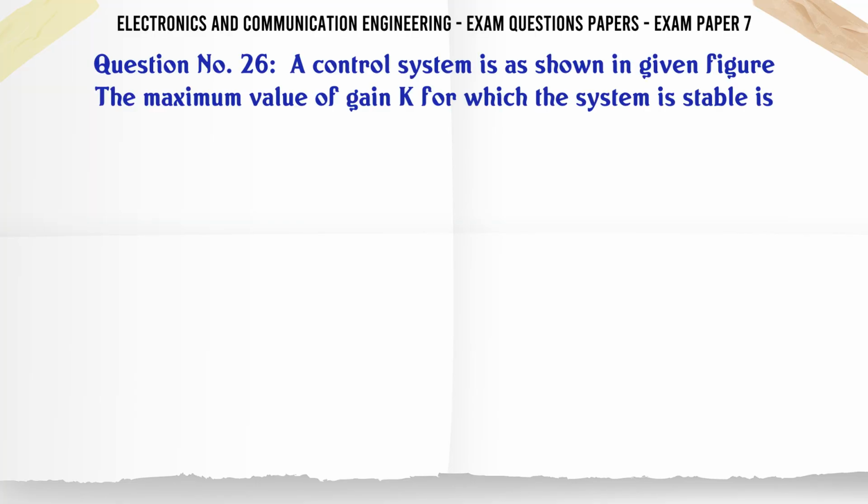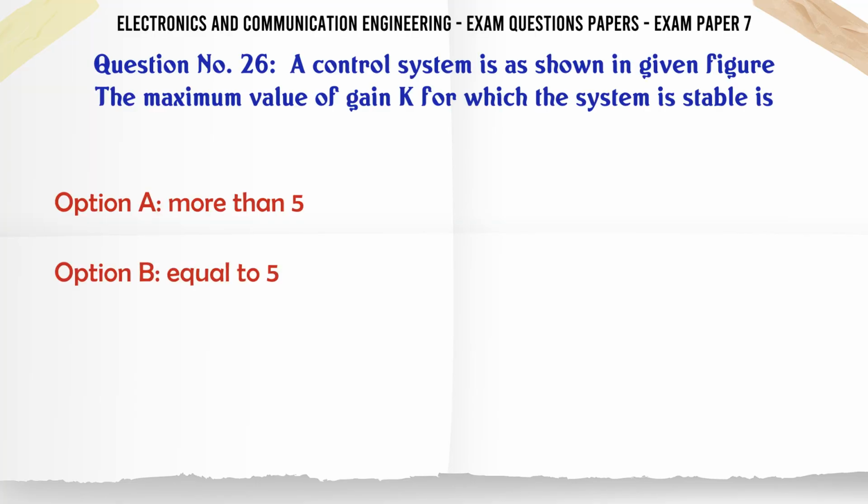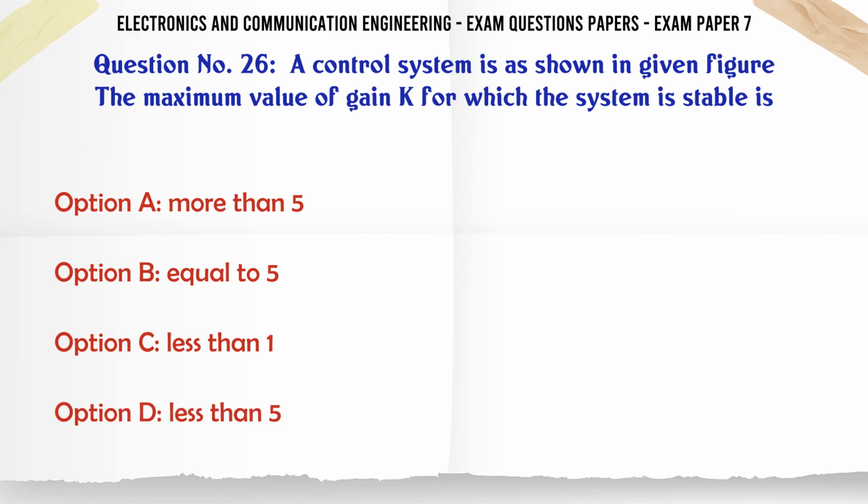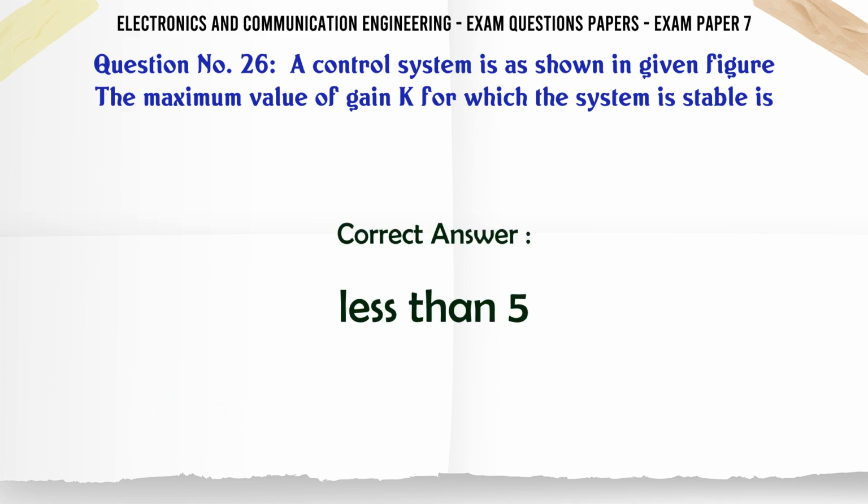A control system is as shown in the given figure. The maximum value of gain K for which the system is stable is: A, more than 5; B, equal to 5; C, less than 1; D, less than 5. The correct answer is less than 5.